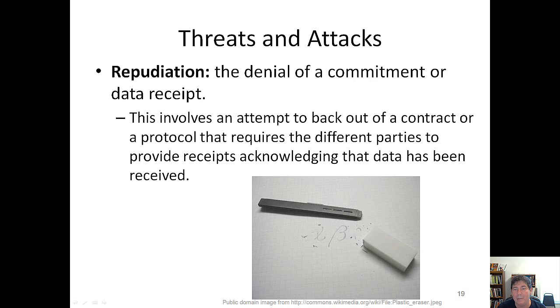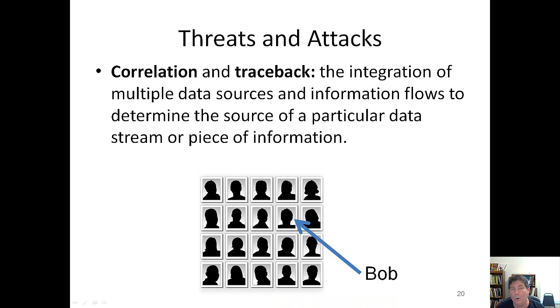Repudiation is the denial of a commitment or data receipt. This involves an attempt to back out of a contract or a protocol that requires the different parties to provide receipts acknowledging that the data has been received. Correlation and traceback are the integration of multiple data sources and information flows to determine the source of a particular data stream or piece of information.